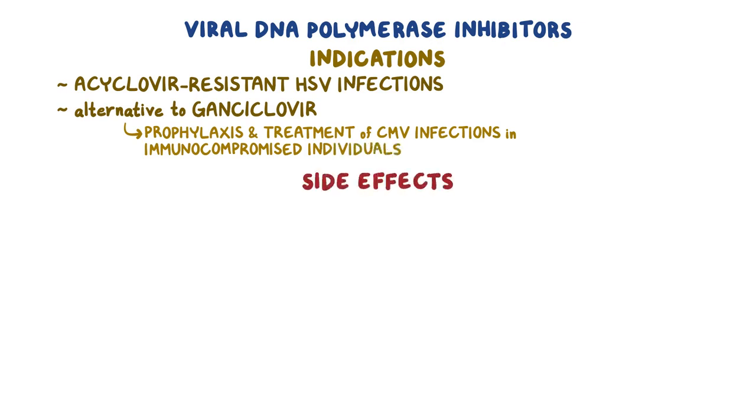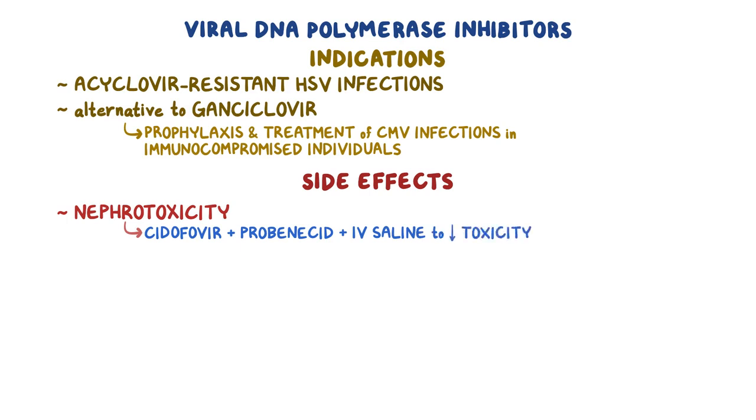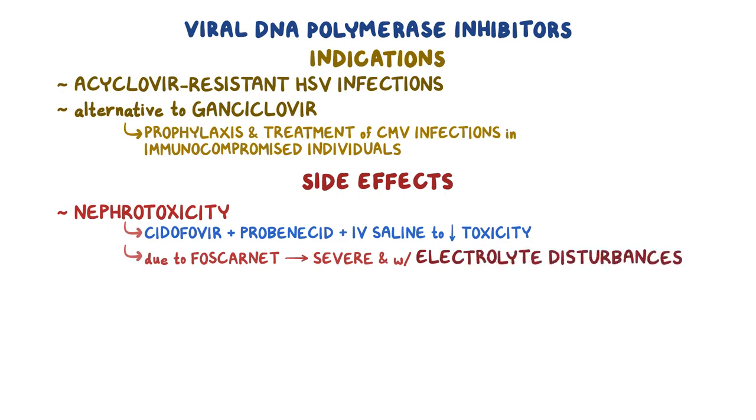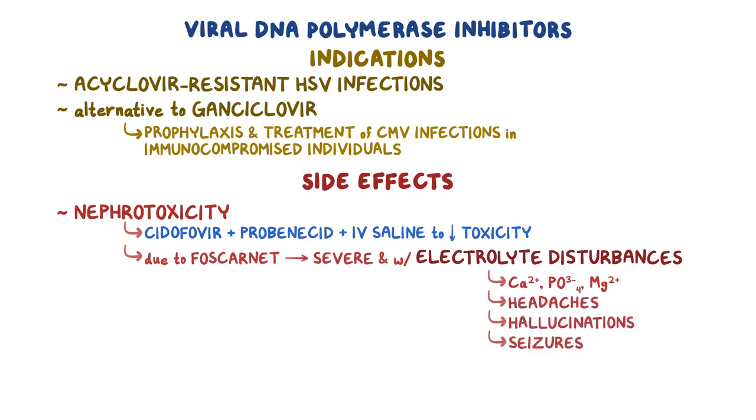Moving on to side effects, the main side effect of cidofovir and foscarnet is nephrotoxicity. That's why cidofovir is usually given along with probenecid and IV saline to decrease toxicity. Nephrotoxicity due to foscarnet can be severe and manifest with electrolyte disturbances, usually affecting the balance of calcium, phosphate, and magnesium. Furthermore, these electrolyte imbalances can lead to headache, hallucinations, and seizures.